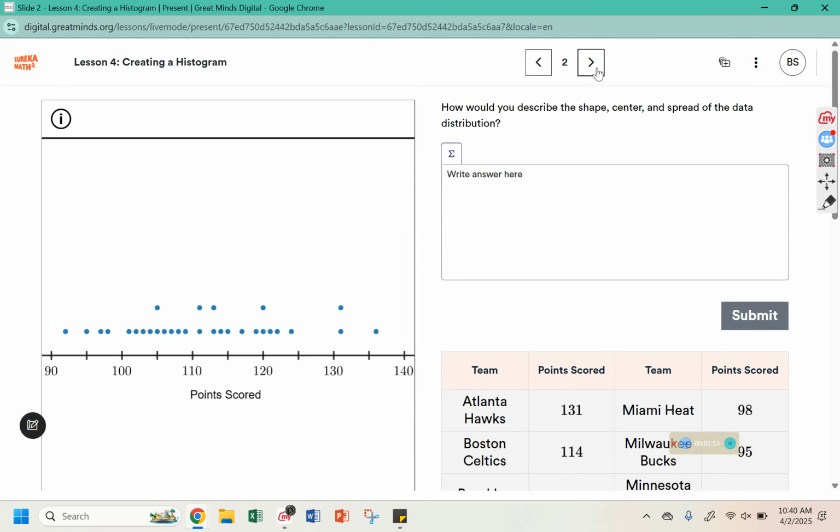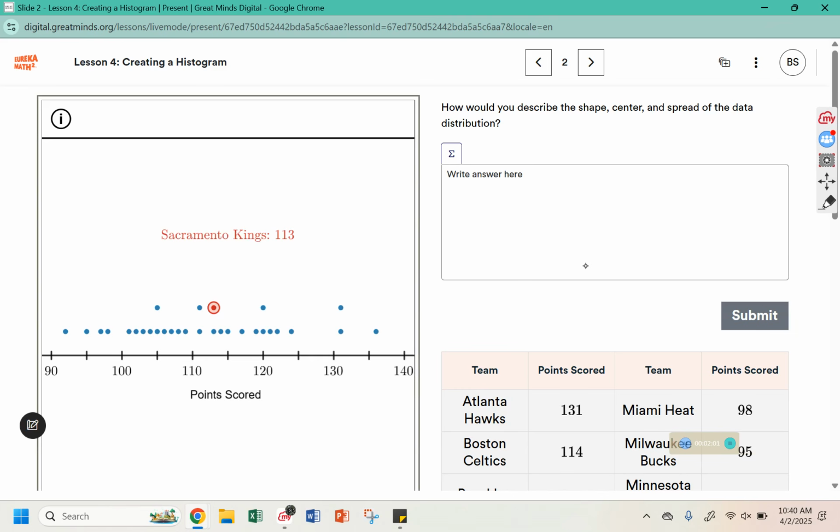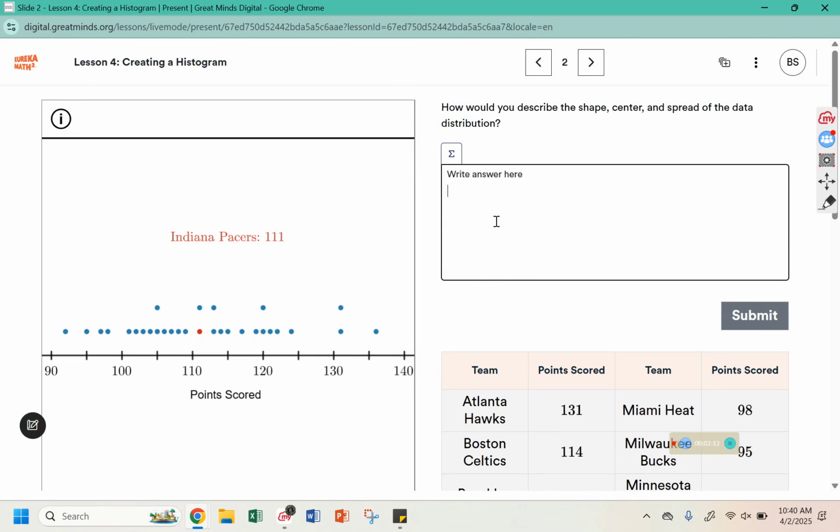How would you describe the shape, center, and spread of the data distribution? Well, if I place the center around 100 or 110, you can see that it looks similar on both sides, so I might describe the shape as nearly or approximately symmetric. The center, I would say, is about 110.